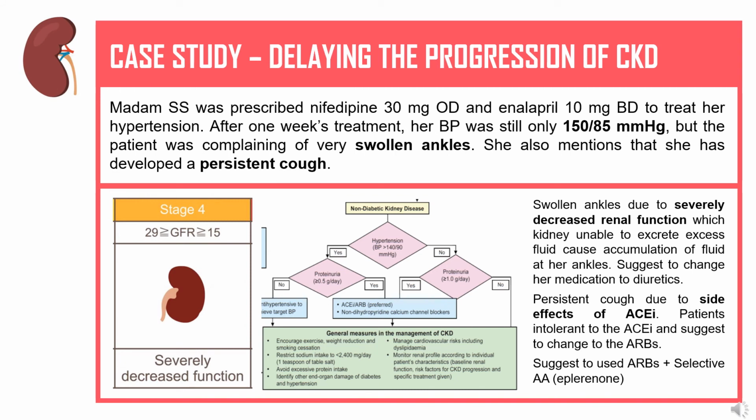So we suggest to change her medication to diuretics. Besides that, the persistent cough is due to the side effect of the ACE inhibitor. So the patient is intolerant to the ACE inhibitor, and we suggest to change to an ARB. As a conclusion, the best medication for her to delay the progression of chronic kidney disease as well as to keep the blood pressure in the normal range, we would suggest to use the angiotensin receptor blocker or ARB combined with the selective aldosterone antagonist, which is eplerenone.